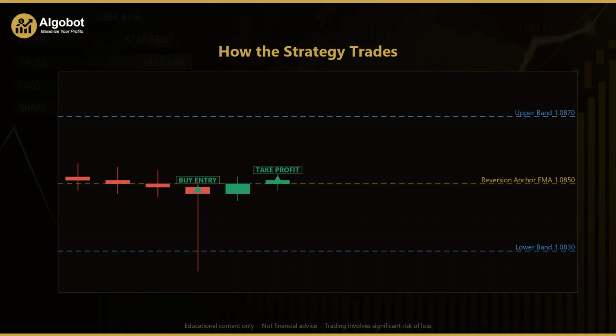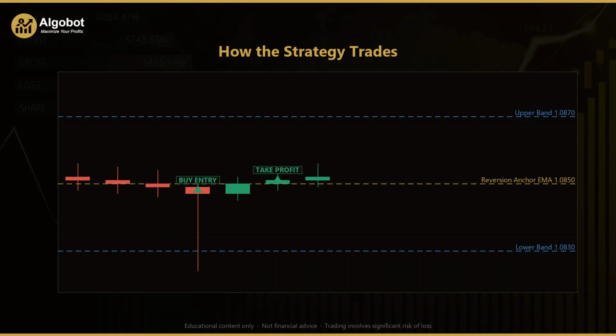Now the fourth candle is where things get interesting. Price suddenly drops, and the candle's low pierces below the lower band at 1.0830. That's the flush. But watch what happens by the close. Price is rejected and pushes back up, closing well above the lower band, right up in the top portion of the bar's range. That long lower tail is the rejection the strategy is looking for.